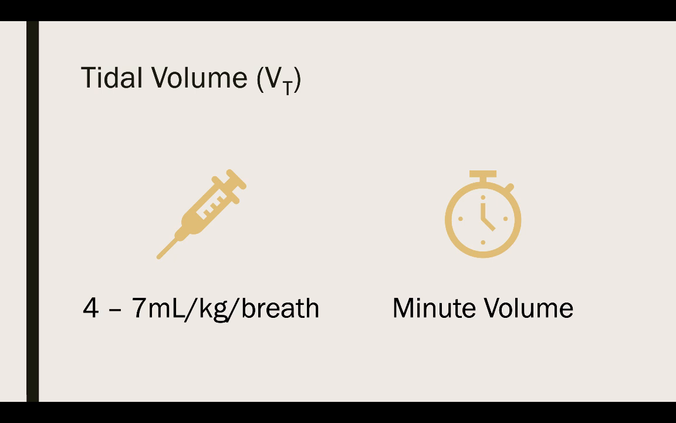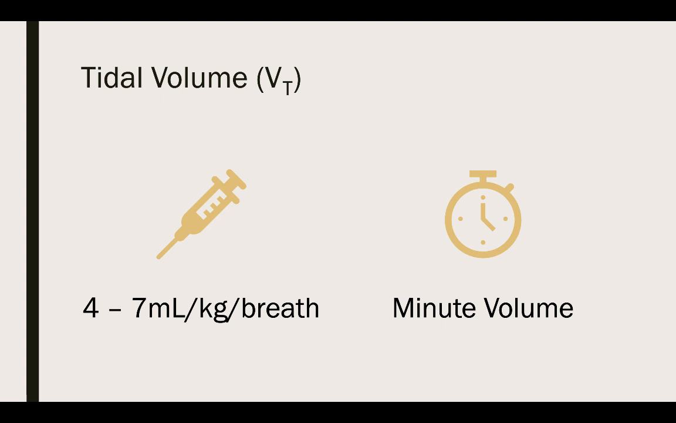Next setting going down, so we've set rate, and let's set tidal volume now. For each breath, how large is that breath going to be? It's going to depend on your patient, how large your patient is. So we say somewhere between 4 and 7 milliliters per kg per breath. And when we say per kilogram, that is not your patient's true weight. That is ideal body weight.